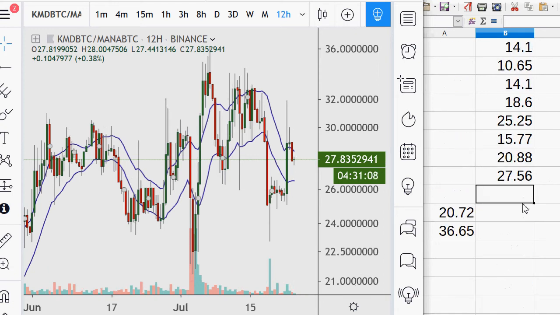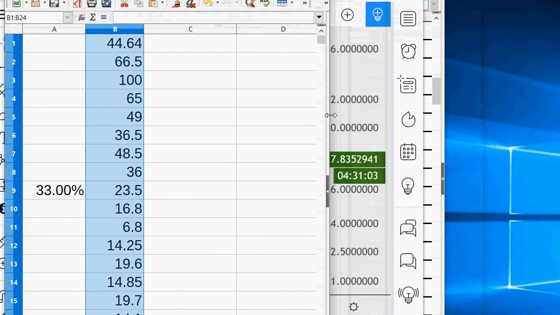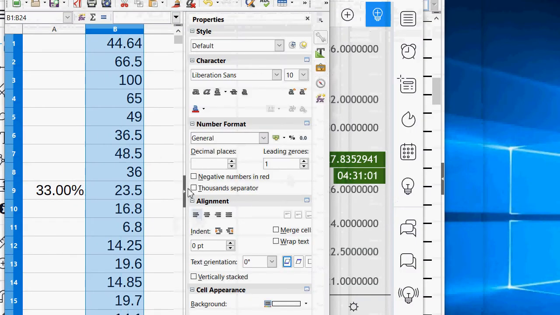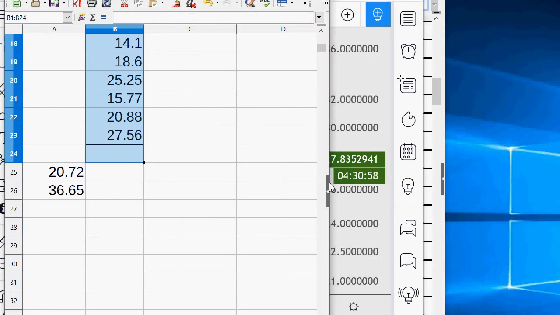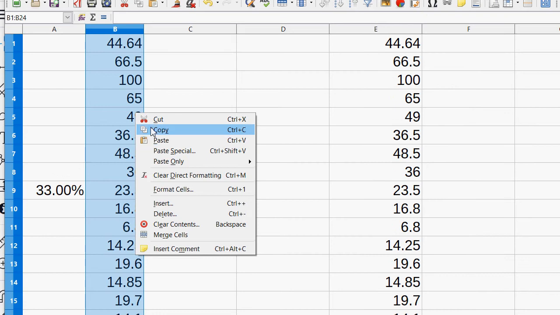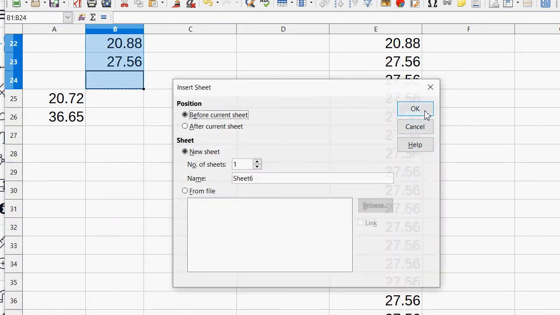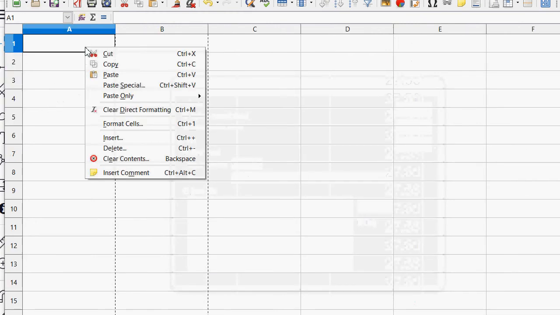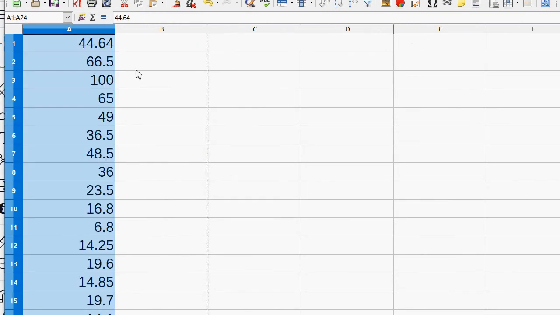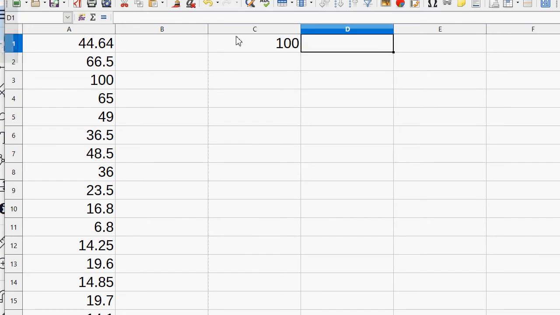So how would we make out as far as results are concerned? Let's make another spreadsheet. So I'm going to copy these numbers here, and we're going to paste them in here. So within one of them, I'm going to own, say, the most expensive one. I might own 100 of them and 44.64 of the other.